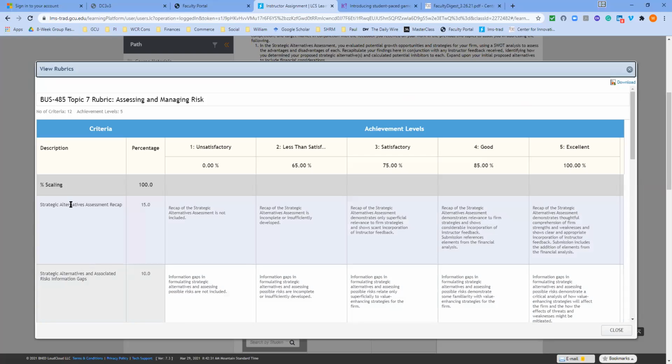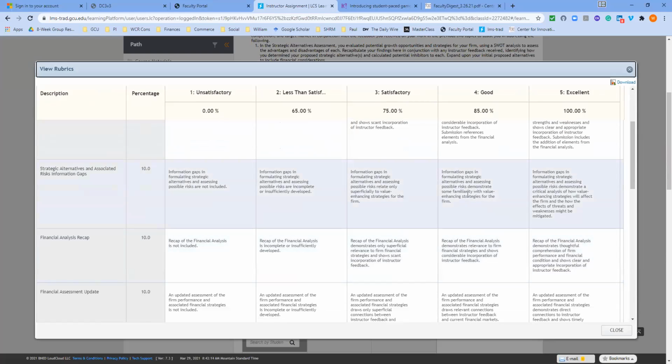All right. So the first is the Strategic Alternatives Assessment Recap, which is 15% of your grade. So we will look at number 5. Recap of the Strategic Alternatives Assessment demonstrates thoughtful comprehension of firm strengths, weaknesses, shows clear and appropriate incorporation of instructor feedback. Submission includes the addition of elements from the financial analysis. So you're building, like I said, on the assignments you've already done, looking at my comments, improving upon the elements as you recap in this assignment.